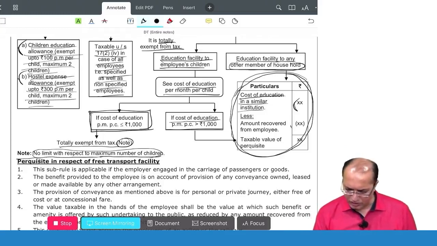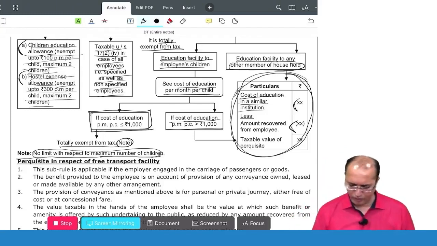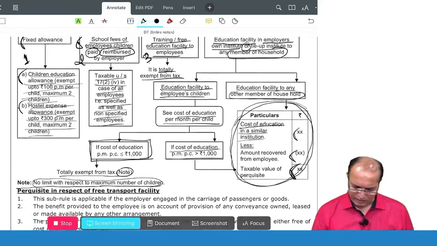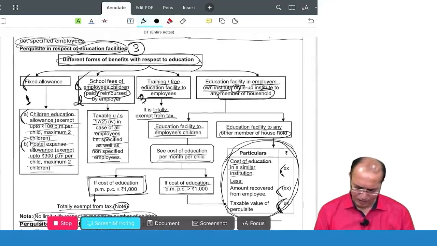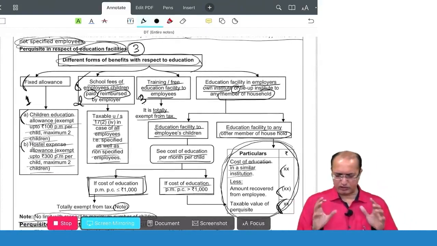From that, you deduct the amount recovered from the employee. Balance is the taxable value of perquisite. Now, with this, education facility is over.